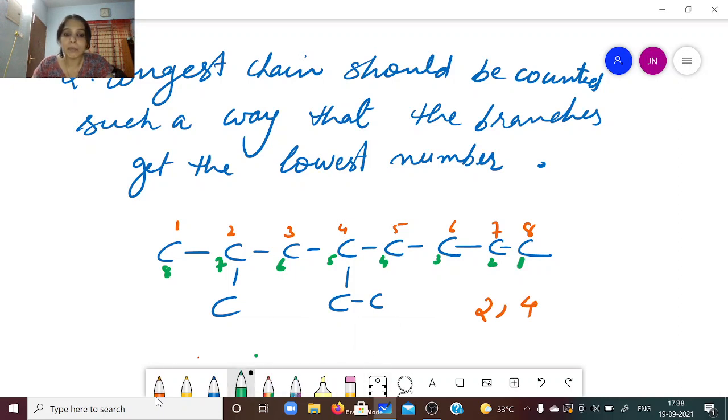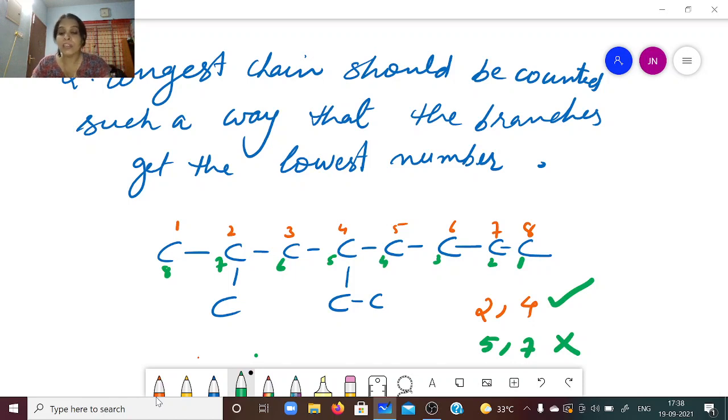But at the same time, if we are counting from the right, we are getting the branches on 5th and 7th. So which is the lowest? The lowest is this. This is the right one. This is the wrong one, because this is the lowest. This has 5 and 7. This has 2 and 4.